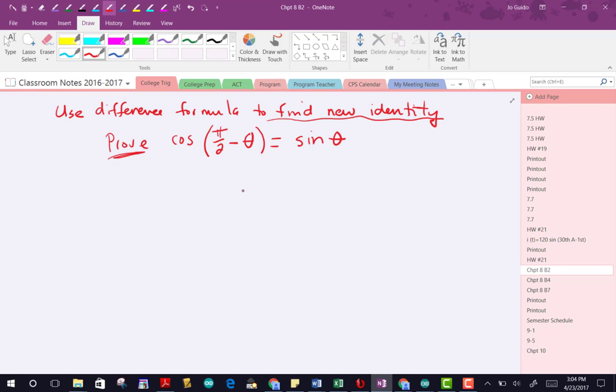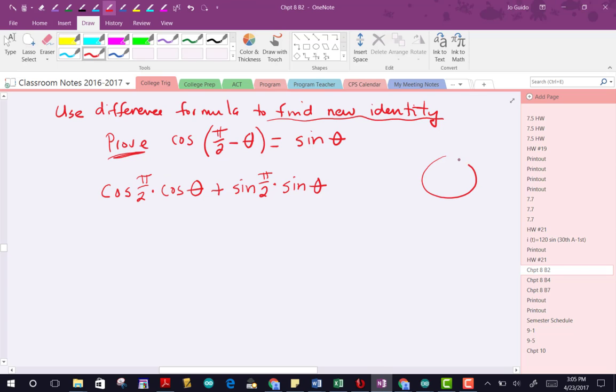See, pi over 2 is up at the top, so its x-coordinate is 0 and its y-coordinate is 1. So the cosine of pi over 2 is 0. And so 0 times cosine of theta is also going to equal 0. The sine of pi over 2 is 1. And 1 times the sine of theta is just going to be the sine of theta. And so 0 plus the sine of theta is the sine of theta.